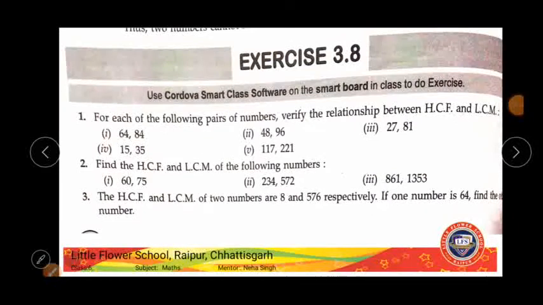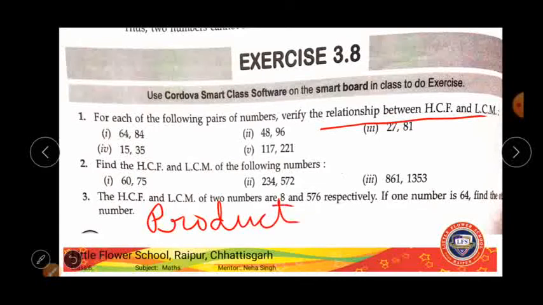Moving on to the next exercise. In this we are going to use the relationship of HCF and LCM, which I had told in the earlier slide of this part. For each of the following pairs, verify the relationship between HCF and LCM. We had seen the relationship: the product of the two numbers will be equal to the product of HCF and LCM, right?